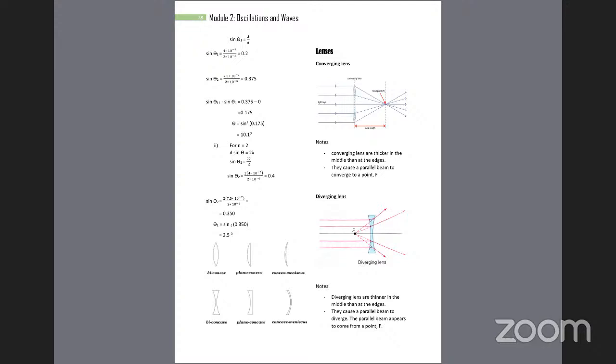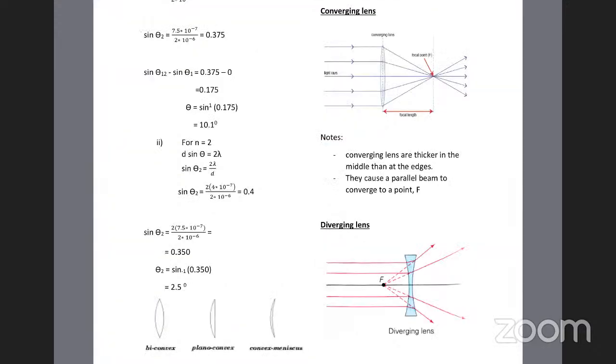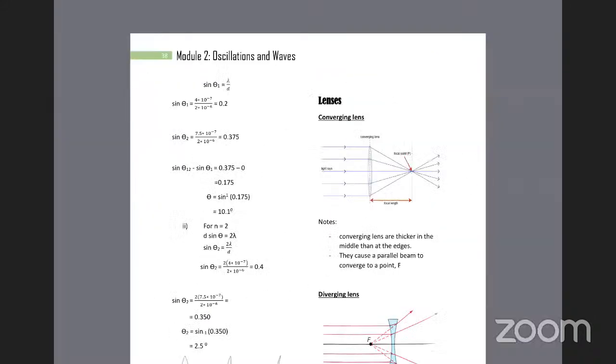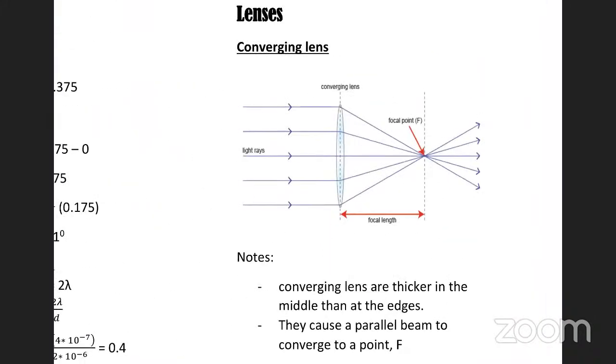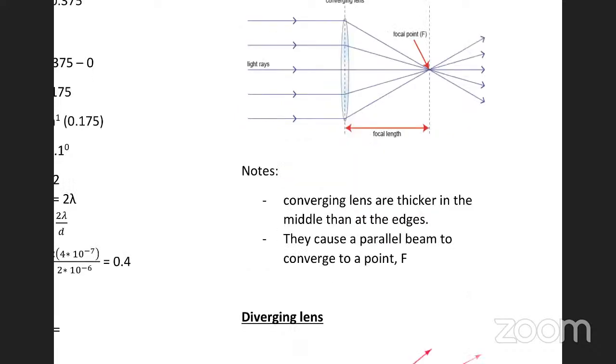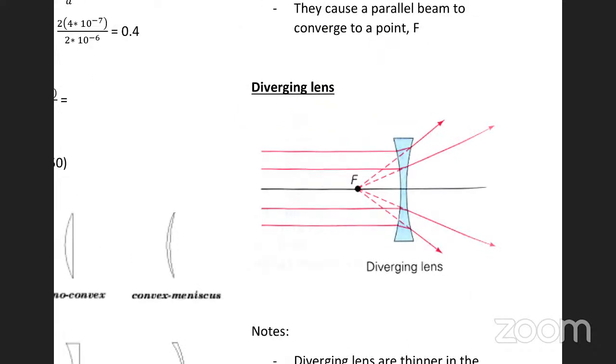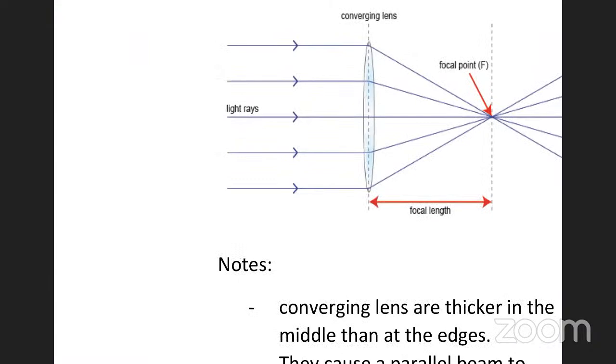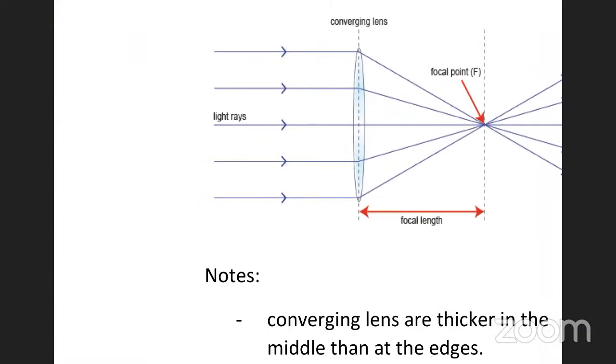Right, I'll run through the Form 5 part first, and then we run through the rest. So we have these lenses here. We need to know the two main types of lenses: convex lens, which is convergent, and concave lens, which is divergent. Concave, the middle thinner; convex, the middle fatter. There are a few things that we need to know.